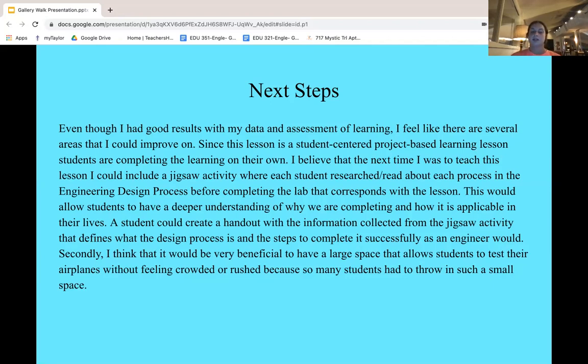This would be before going into the activity and the experiment, because I think that it would give students more of a big grasp and it would bring in different components that each student picked out from the learning.